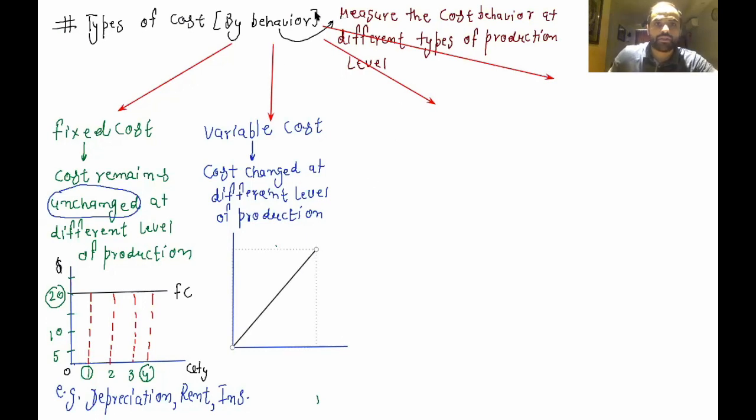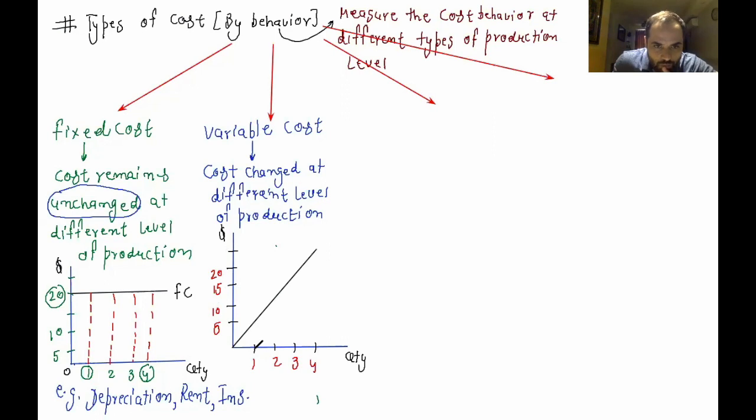So that's your variable cost. Here again, quantity on the x-axis, cost on the y-axis, right? So you can see if you produce 1, 2, 3, 4, this is the number of products, and that's your cost: $5, $10, $15, and $20.